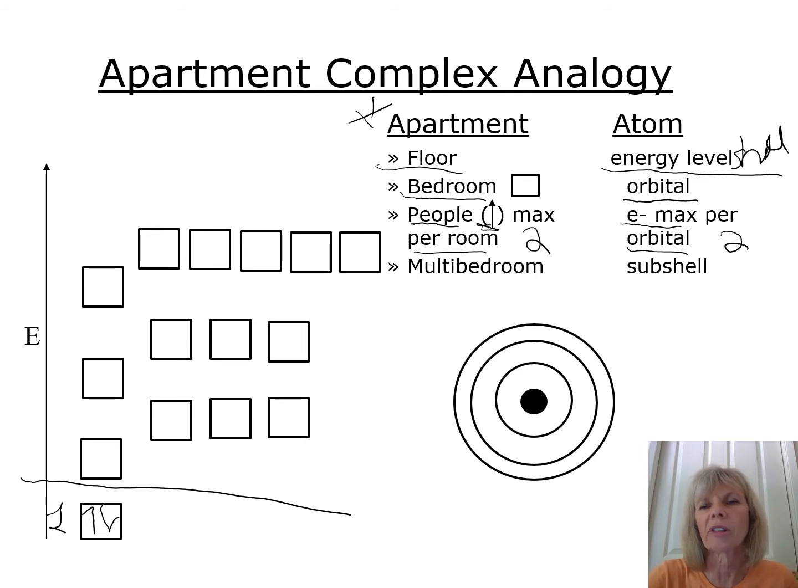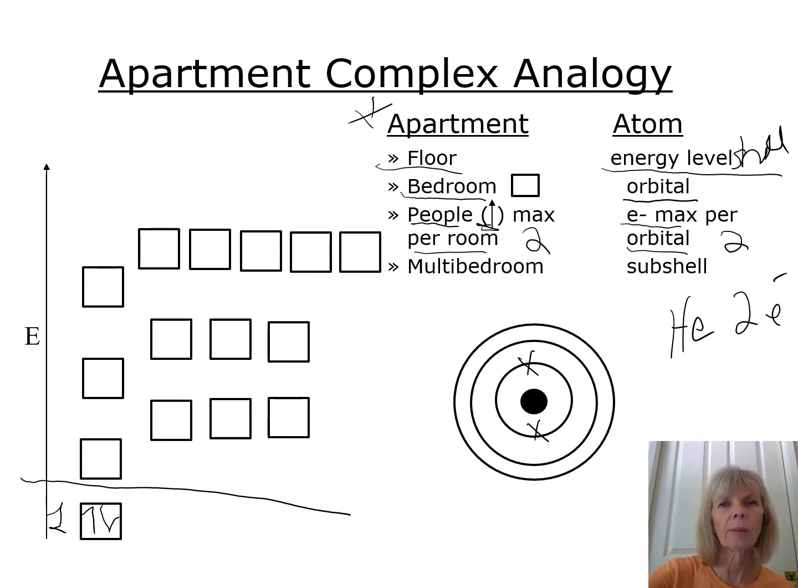That might represent, for example, an orbital box diagram for helium. Helium has 2 electrons. If we're looking at a pictorial view like our onion, you would draw your 2 electrons in shell number 1, and in an orbital box diagram you would represent it like this. So there are 2 people living in a 1-bedroom apartment on floor number 1, or shell number 1, in our atom.